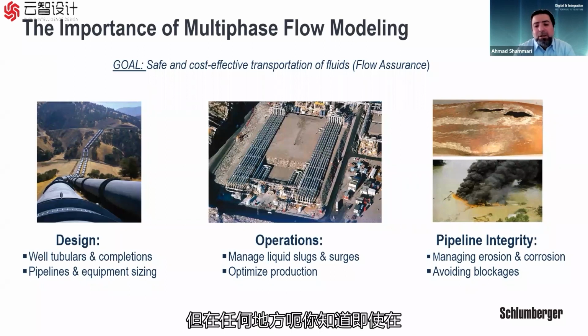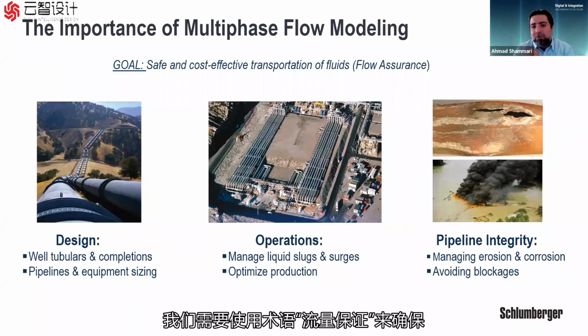But everywhere, even in the US, the main transport means for oil and gas, and of course water, is pipelines. And it's very important that we make sure that the oil or the hydrocarbon will flow in these pipelines successfully without any problem. That's why the term flow assurance: we need to assure the flow.